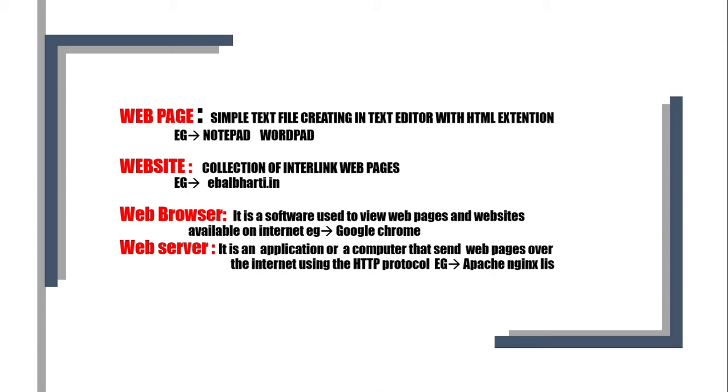After that we have the web browser. Just now I told you that you have Mozilla Firefox, Internet Explorer, Google Chrome. These are software, and they are your web browsers. They are used to view web pages, websites and other internet information available there. Google Chrome is given here as one example. Also write down Internet Explorer, then Mozilla Firefox.